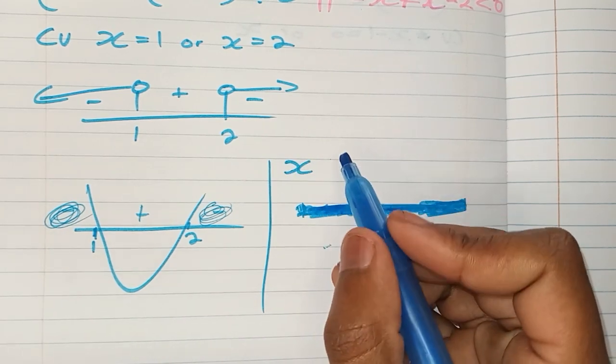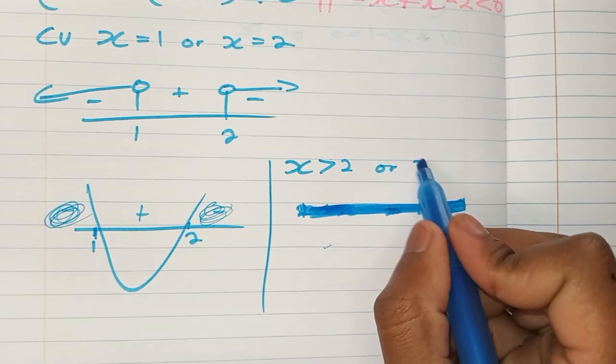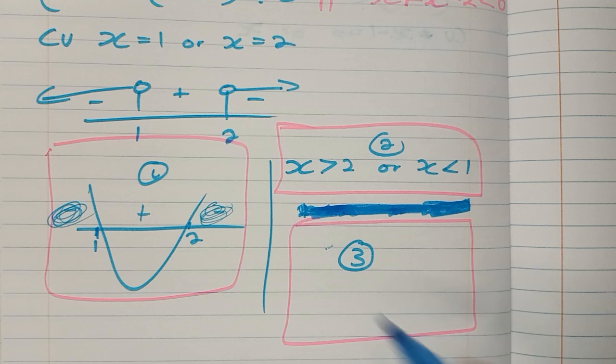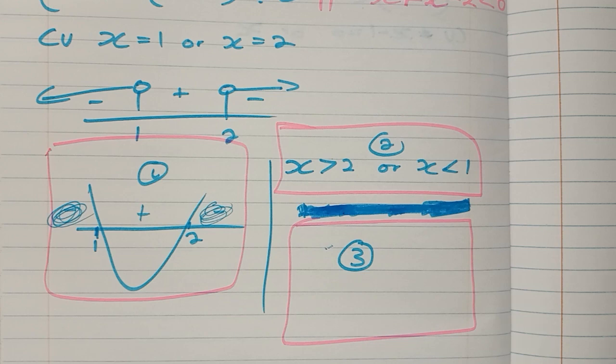The second way you can actually conclude is to actually say x is greater than 2 or x is less than 1. All right, this is the last one, and I'm gonna use some type of restriction. I don't know what it's called, I've forgotten, like seriously.